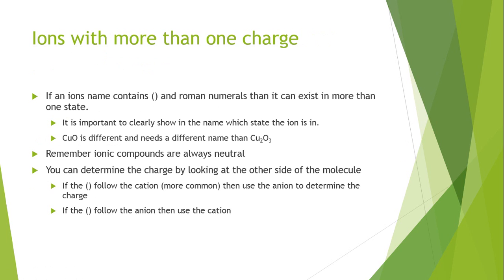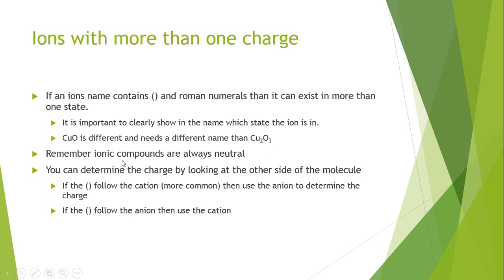So if we have ions that have more than one charge, this is where it gets a little tricky. If an ion's name on your ion sheet contains the parentheses and Roman numerals within the parentheses, then it can exist in more than one state. So we need to figure out what state it's in, what charge it has in that given molecule before we can give it a name. So CuO is going to have a different ion state for the copper than Cu2O3.